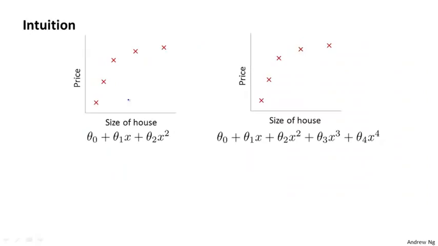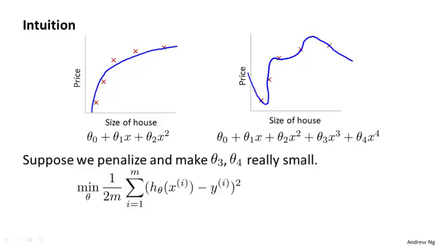In the previous video, we saw that if we were to fit a quadratic function to this data, it gives us a pretty good fit to the data. Whereas if we were to fit an overly high order degree polynomial, we end up with a curve that may fit the training set very well, but really overfits the data and does not generalize well. Consider the following. Suppose we were to penalize and make the parameters theta 3 and theta 4 really small.